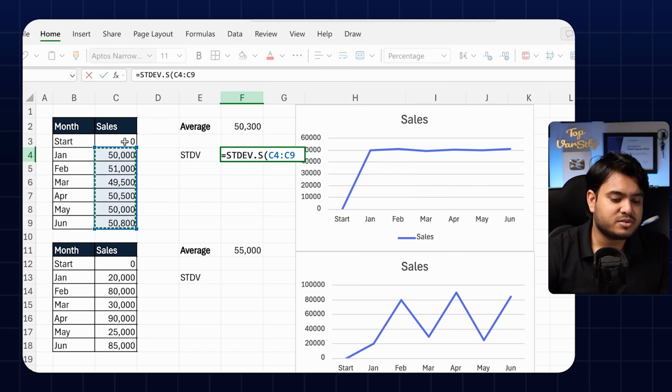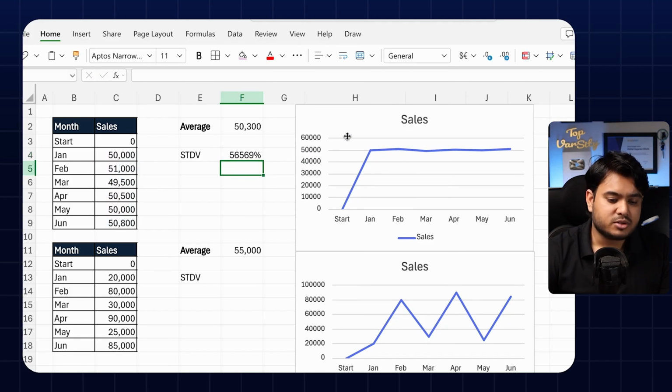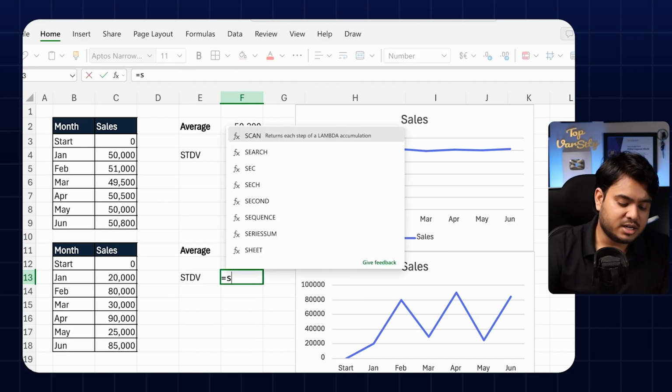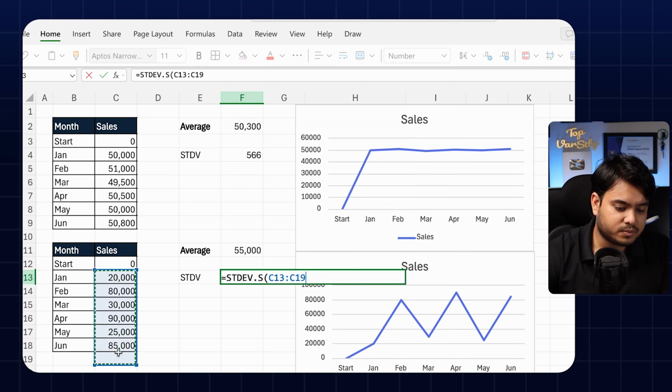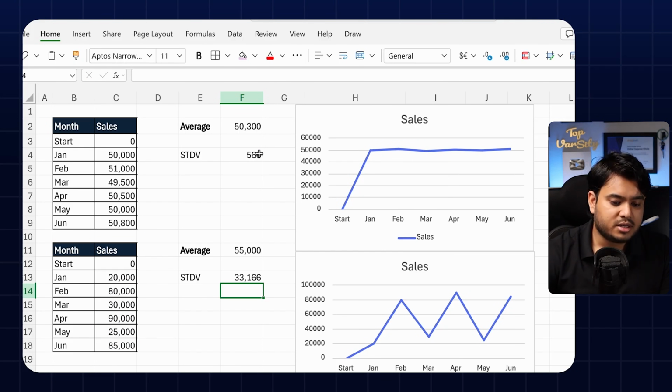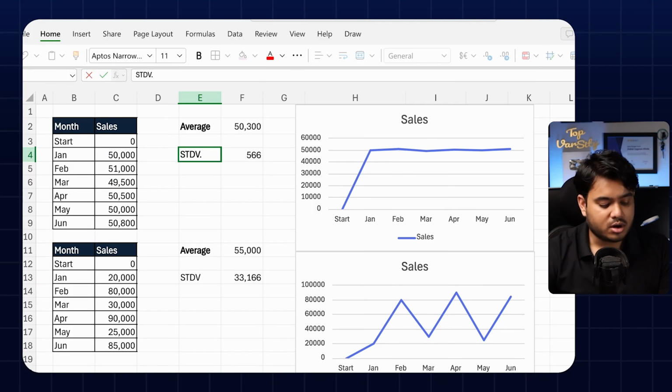I am selecting these values because the start is 0. I just put that number to show this graph, so I am not considering that. So this is your number. Let me format this with the normal number, and here also I'll format this. Then I will again calculate standard deviation dot S, sample, for this also, and it will give us some value.